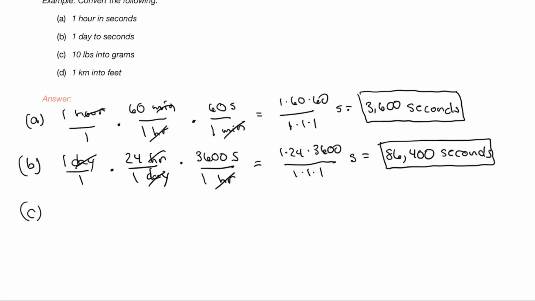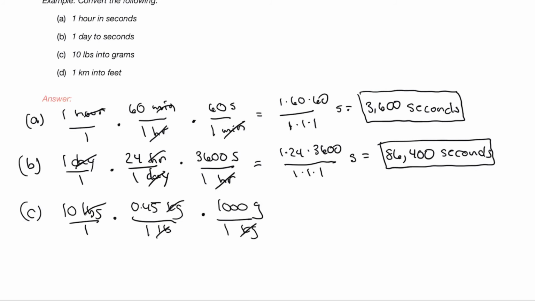Again, in part C, we write 10 pounds over 1, and we need to first convert to kilograms. We do this by writing 0.45 kilograms over 1 pound so that the pounds cancel. And now we convert from kilograms to grams by writing 1,000 grams over kilograms so that the kilograms cancel. Again, we need to group our numbers together, simplify, and arrive at our answer, 4,500 grams.